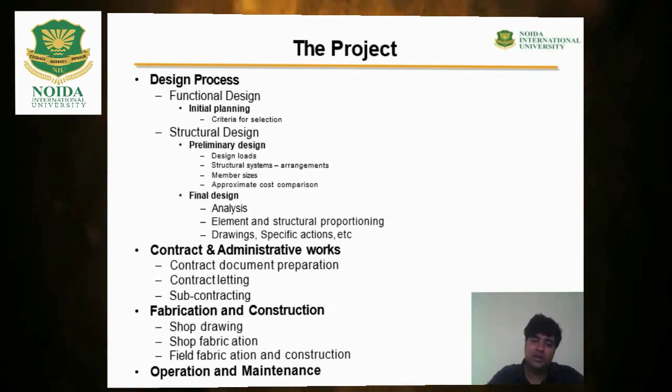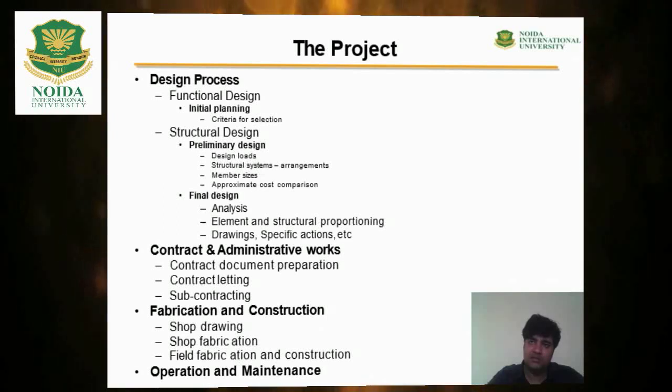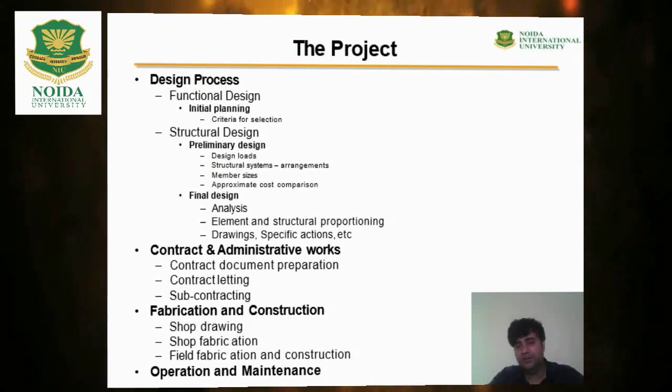The third one is the fabrication and the construction. This is the important part. When you are done with the design process and the contracting, the next part will be the construction of the particular structure or the building. That includes the shop drawing, then the shop fabrication, the field fabrication, and the construction.